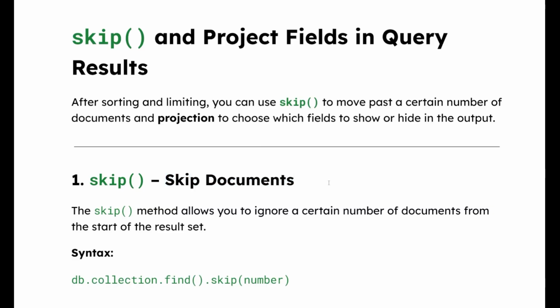So earlier we understood how we write the query, and with the help of the query, we were taking out the results or the documents, right? But what if I want to ignore a few of the results from the starting? For this, we use the skip method. Let's read the definition. The skip method allows you to ignore a certain number of documents from the start of the result set, which means when we take out the results, if I want to skip some of the results from the starting, make sure from the starting, then we use this skip method.